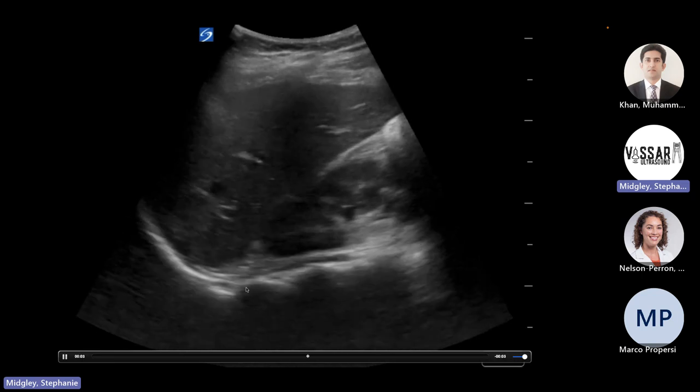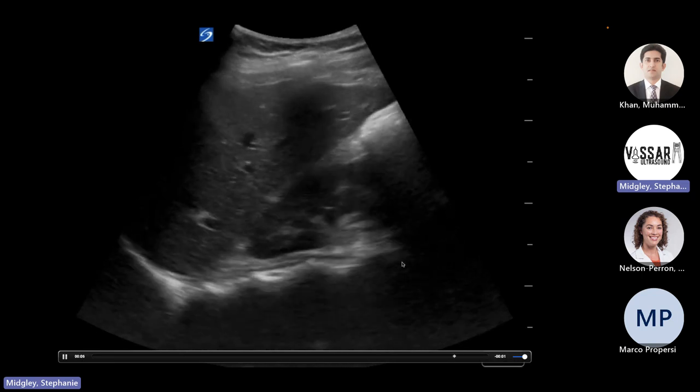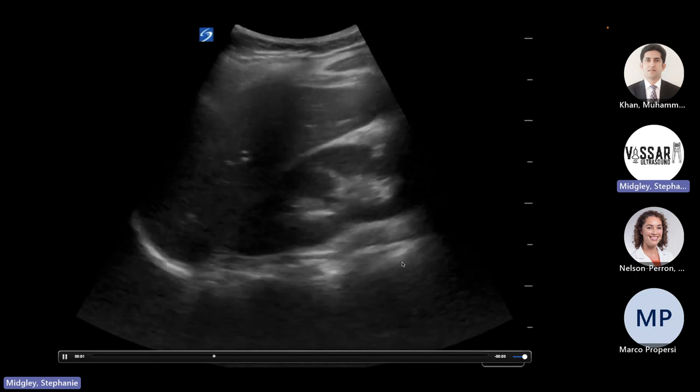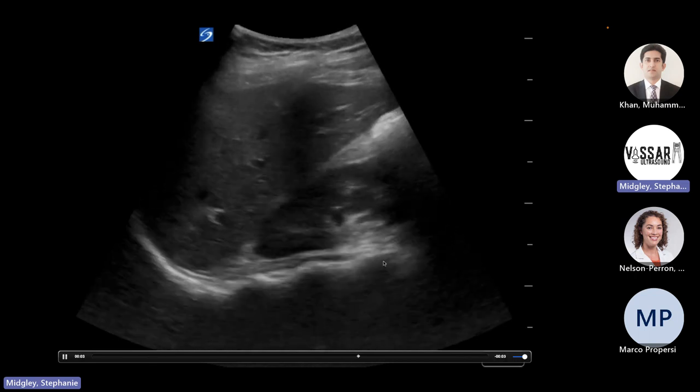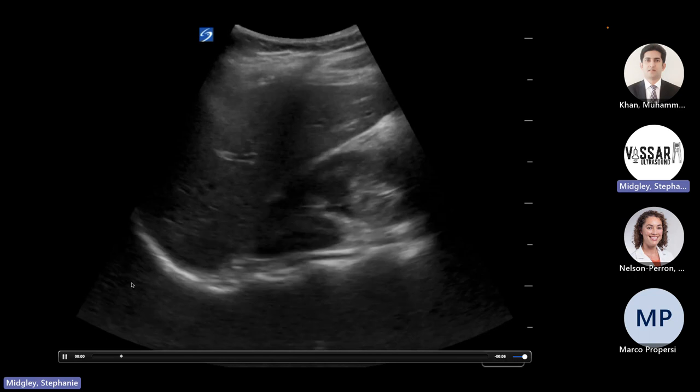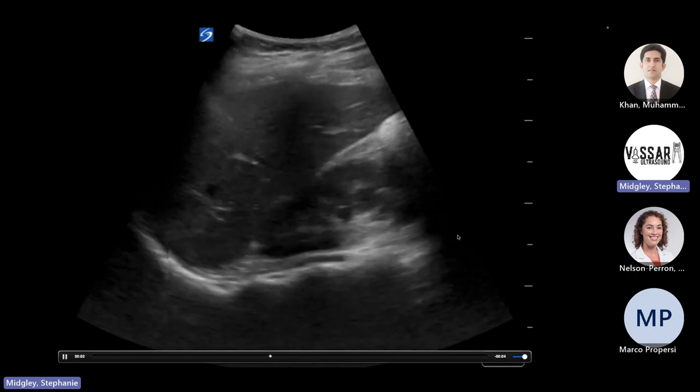So we've got our spine. So I know I'm pointed posterior towards the beam is coming out towards the bottom of the bed. I know my depth is good because I can see my spine. And then again, I can see above and I can see below.